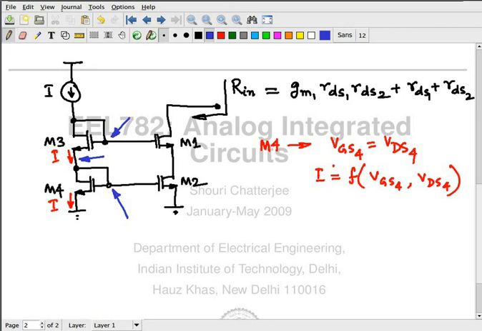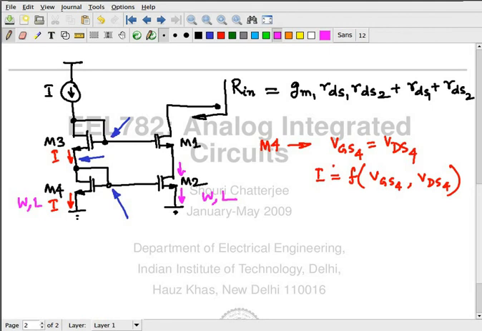Now let's try to see what's going on the other side. If the dimensions of M4 and M2 are the same, suppose M4 and M2 have the same geometry, same width and length, then the current coming through M2, this particular current, is a strong function of VGS, a weak function of VDS. Fine. Right? That's absolutely fine.